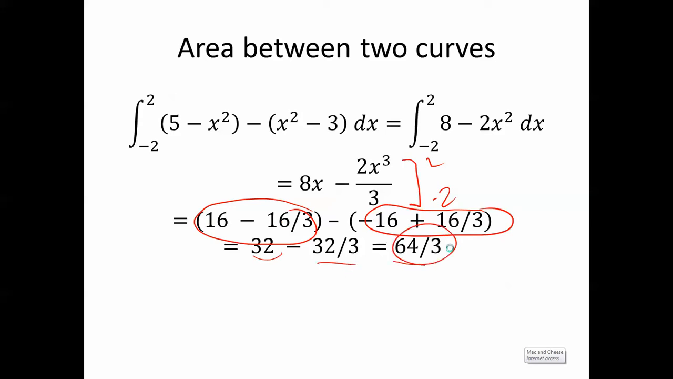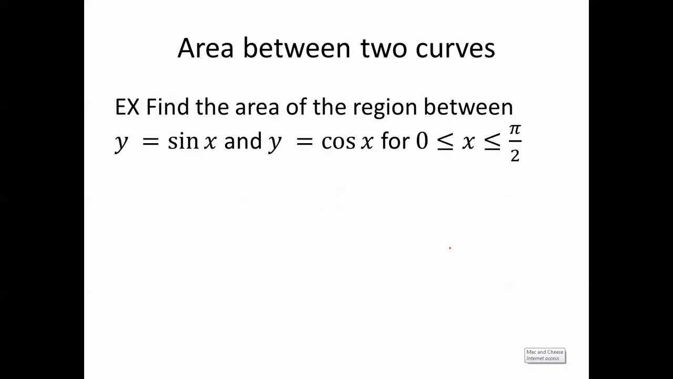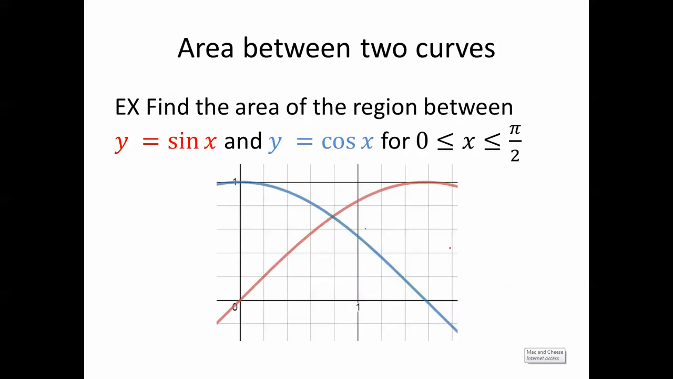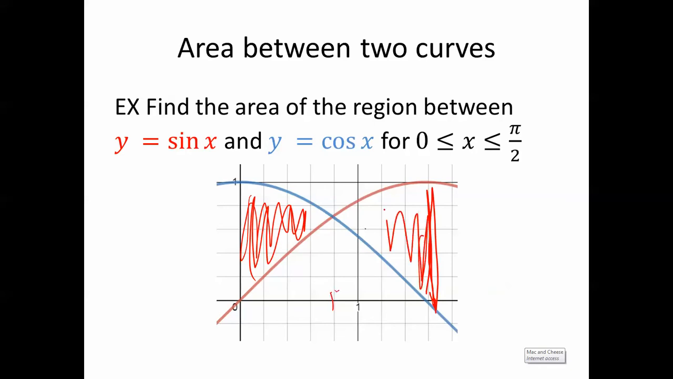That's the area. Let's find the area of the region between y equals sine x and y equals cosine x for 0 less than or equal to x less than or equal to pi over 2. Okay, this one's tricky because notice over here, cosine x, the blue function, is on top. And notice that between 0 and pi over 4, this is really pi over 4 over here. From pi over 4 to pi over 2, the red function, sine x, is on top.